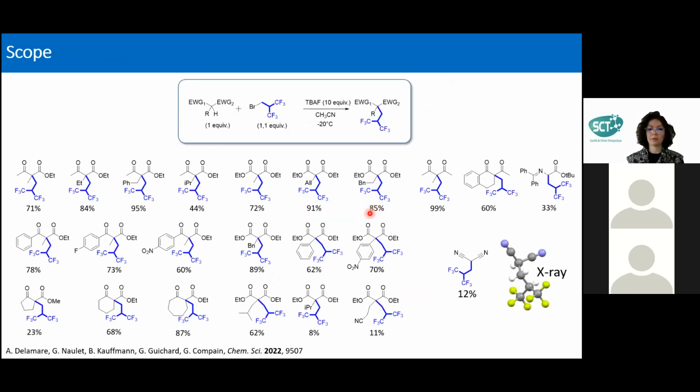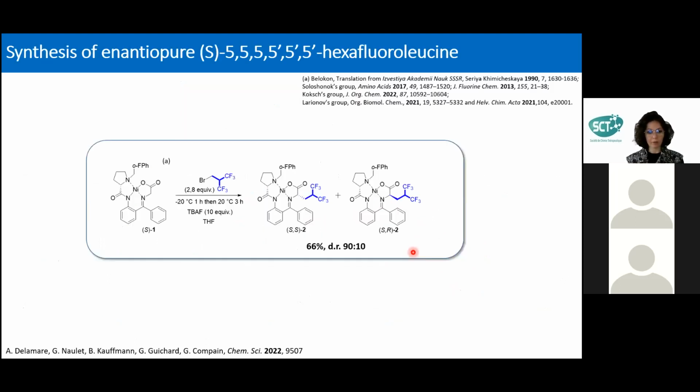With these optimized conditions, we investigated the scope of the reaction with various functions and substrates. We have 1,3-dicarbonyls, Schiff bases, and malononitriles. Afterwards, we applied this methodology for the synthesis of enantiopure hexafluoroleucine, a fluorinated amino acid of interest. To do so, we used the stereoselective homologation of this chiral nickel complex, initially developed by Belokon and later used by other research groups such as Soloshonok, Koch, and Lioni for the synthesis of fluorinated amino acids.